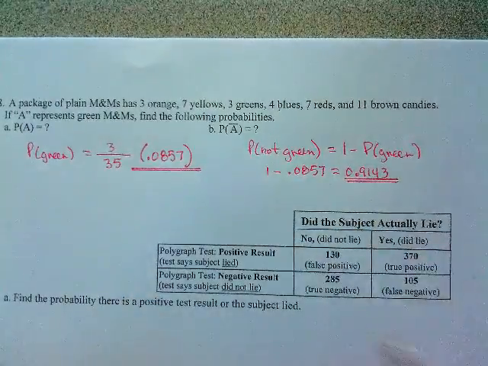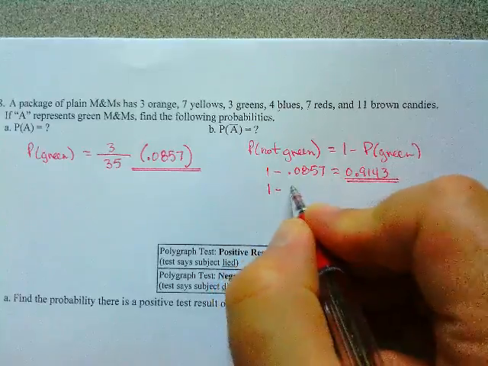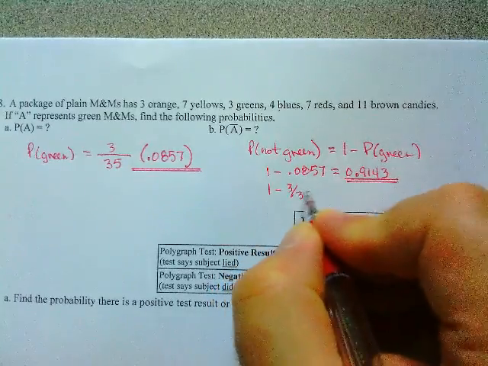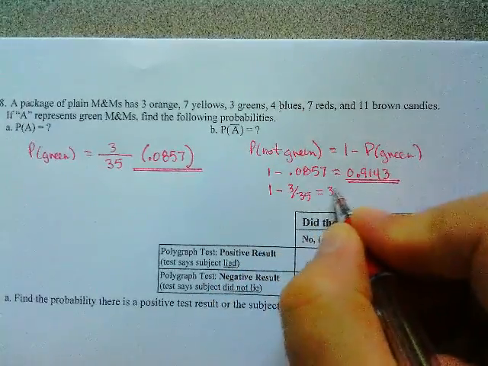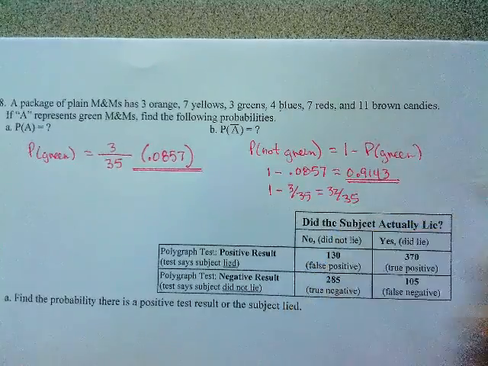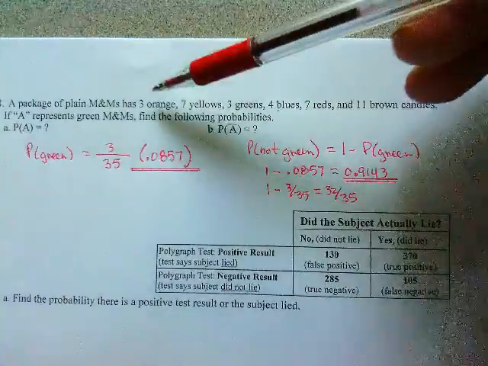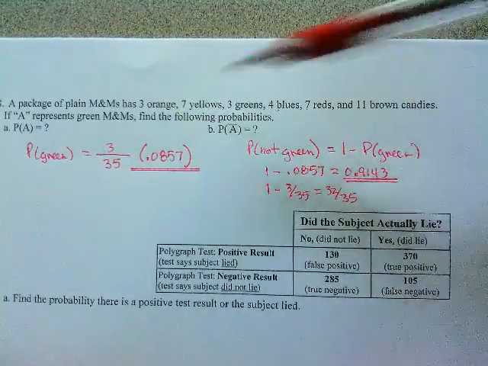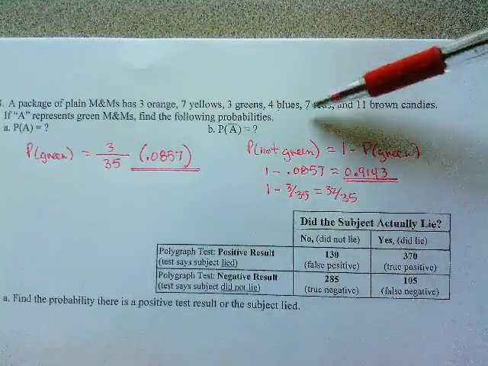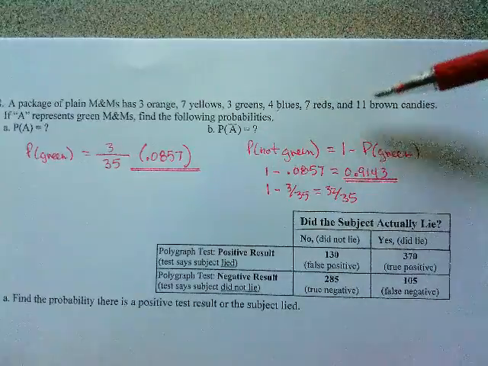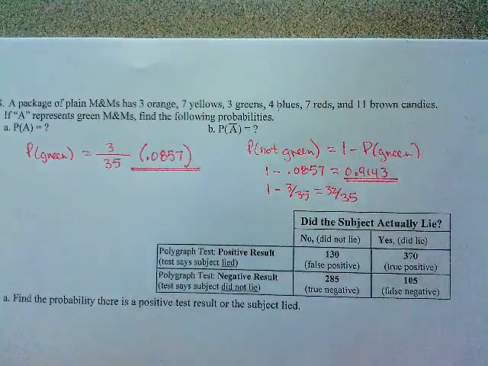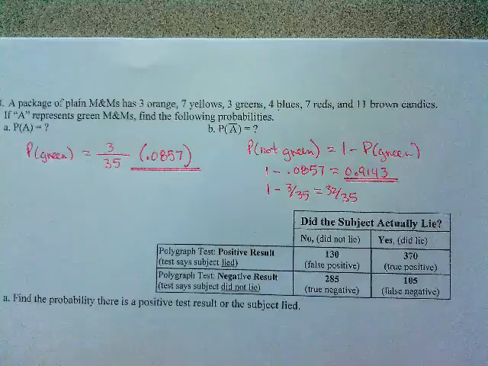Now, by the way, if you're doing it in fractions, of course, it would be 1 minus 3 over 35, which is 32 over 35. And if you had counted all the ones that weren't green, 3 orange, 7 yellows, that's 10. 4 and 7, that's another 11. 10 and 11, 21. And then 11 more, 32 M&Ms that were not green.